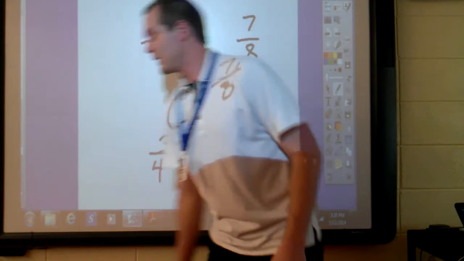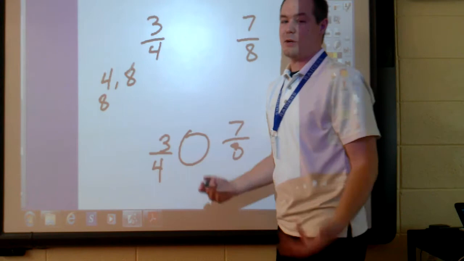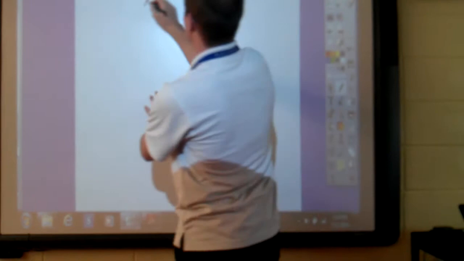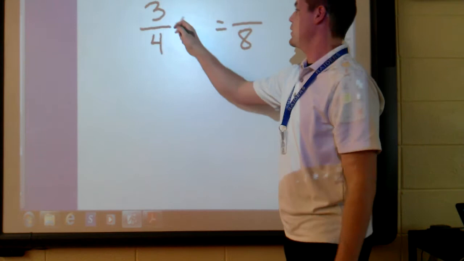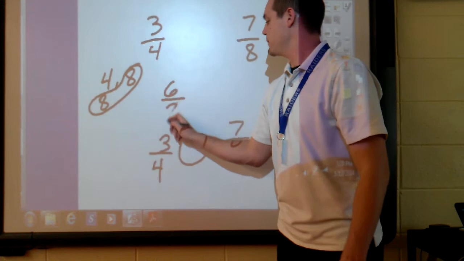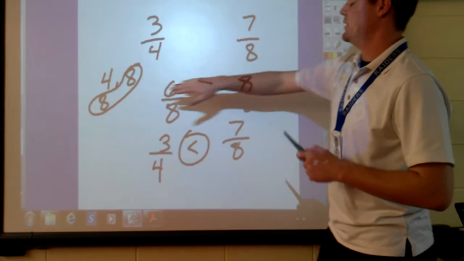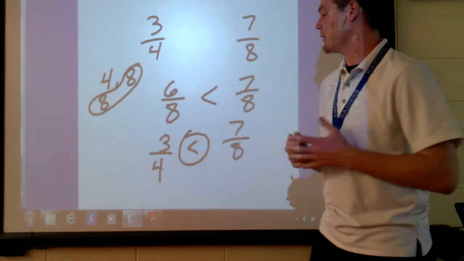Okay, let's start with the least common multiple of 4 and 8. Okay, the next multiple of 4 is 8, so I know that the least common multiple of these two numbers is 8. So let's take the number 3/4 and get it to have a denominator of 8. We multiply by fractions equal to 1. 4 times 2 is 8. 3 times 2 is 6. We can now compare 6/8 with 7/8. And 6 is clearly lower than 7, so we know that 3/4 is less than 7/8. You do that again by finding least common multiples and then creating fractions with common denominators before you compare the two.